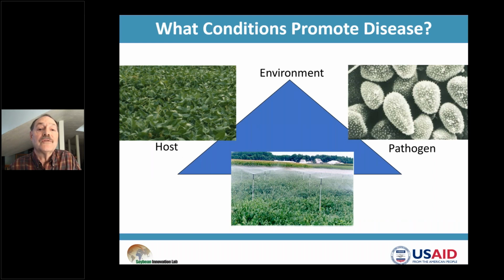This slide shows a picture of the disease triangle. This disease triangle is made up of a host, in this case soybean, the pathogen, which in the image shows soybean rust spores, and the ever-changing environment. Without one of these three, diseases will not develop. If you don't have a conducive environment, you don't have disease.